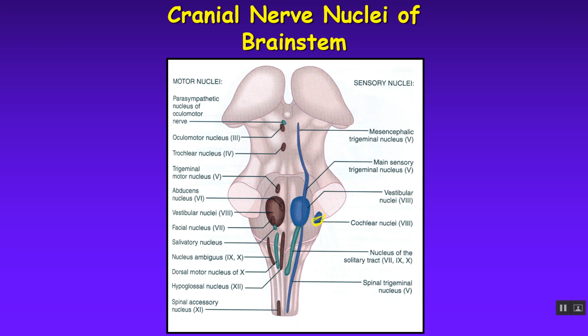Here's the cochlear nuclei for hearing out here. So we're going to pause there and let you guys take a little break before we dive into the cross sections through these and go through the anatomy. We're going to work our way up through the brainstem cross sections, look at what's in there, and then we'll talk about lesions to the brainstem.